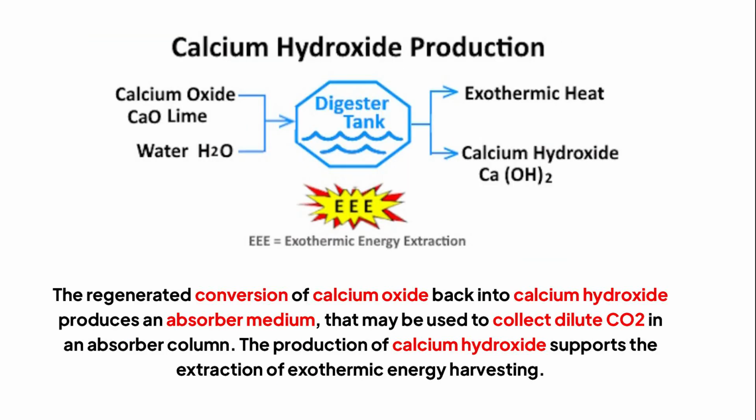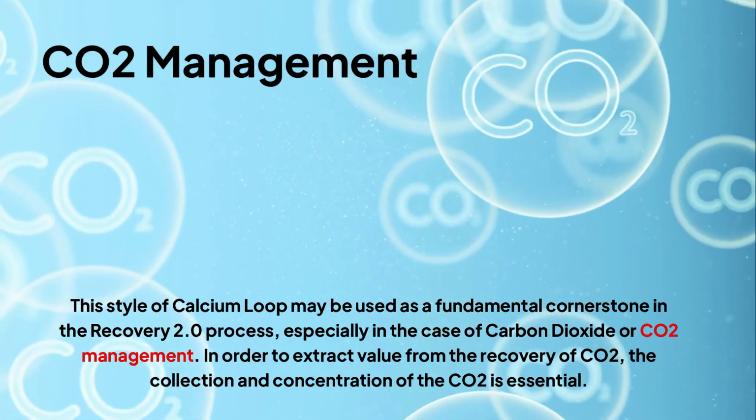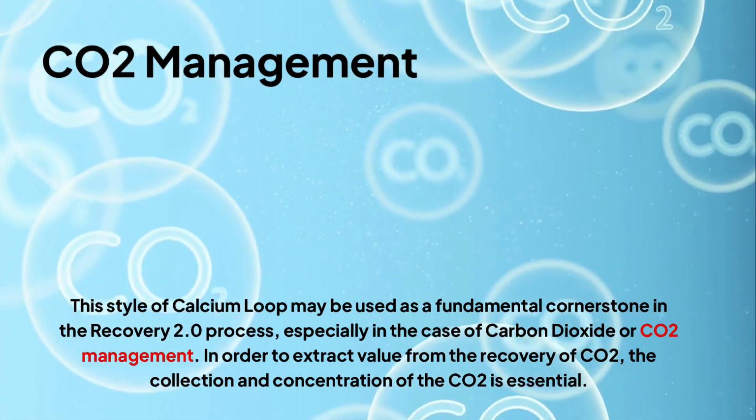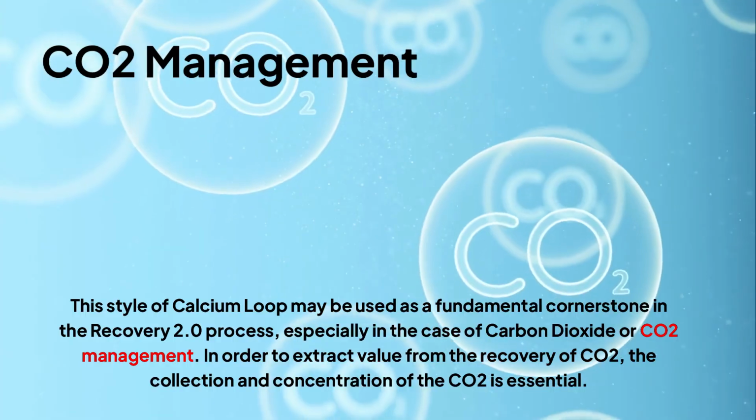The regenerated conversion of calcium oxide back into calcium hydroxide produces an absorber medium that may be used to collect dilute CO2 in an absorber column. The production of calcium hydroxide supports the extraction of exothermic energy harvesting. This style of calcium loop may be used as a fundamental cornerstone in the Recovery 2.0 process, especially in the case of carbon dioxide or CO2 management.